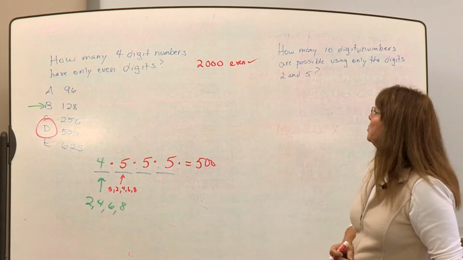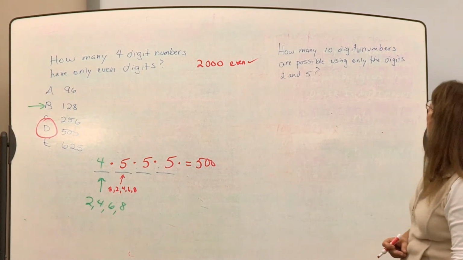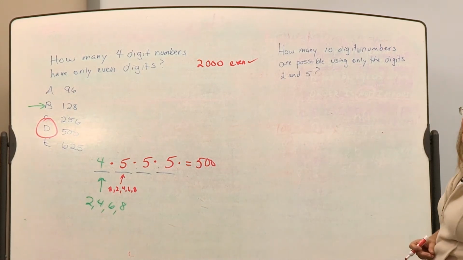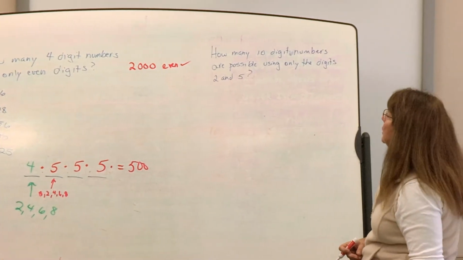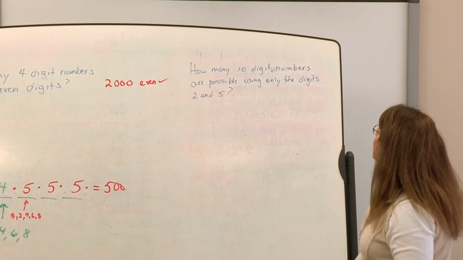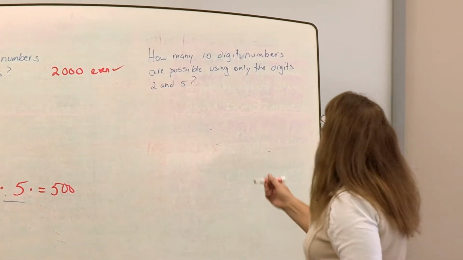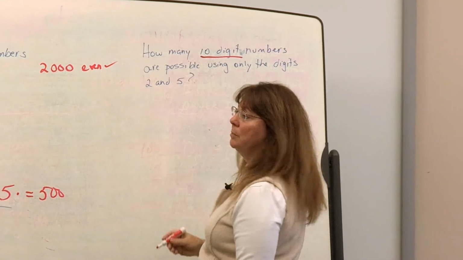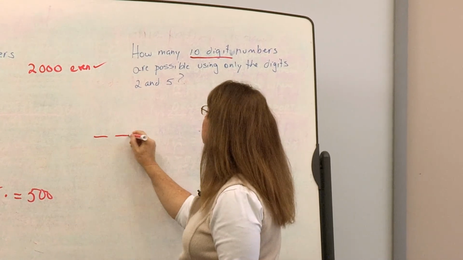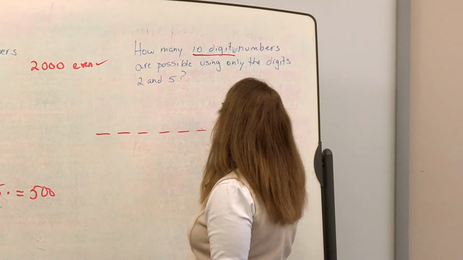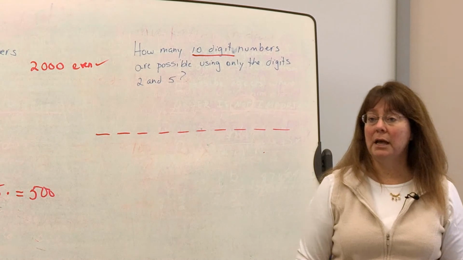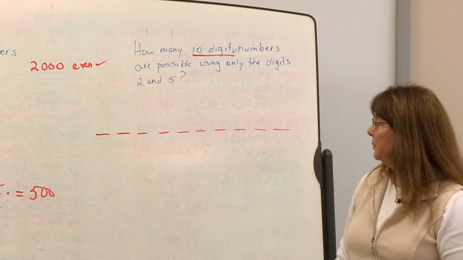This next one's similar. It says how many 10-digit numbers are possible using only the digits 2 and 5. So you've got some restrictions. This time we need a 10-digit number. So I'm going to have 10 blanks. That's my 10-digit number. It's pretty huge.